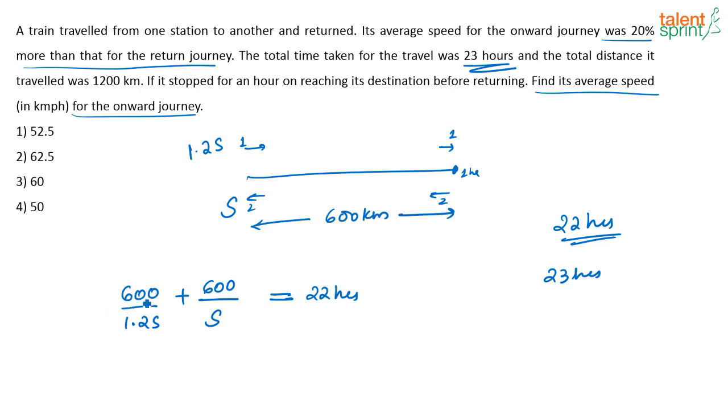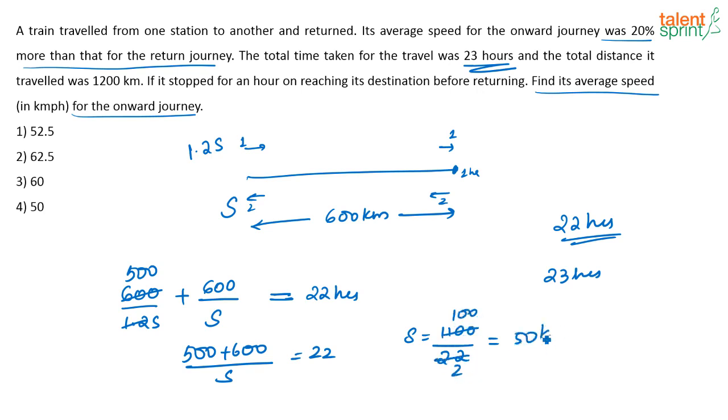See what is 600 by 1.2? 500, correct? So 500 by S. So you can write that together. 500 plus 600 by S, that is equal to 22, or S is equal to 1100 by 22, which is nothing but how much? 100 by 2, or 50 kilometers per hour.